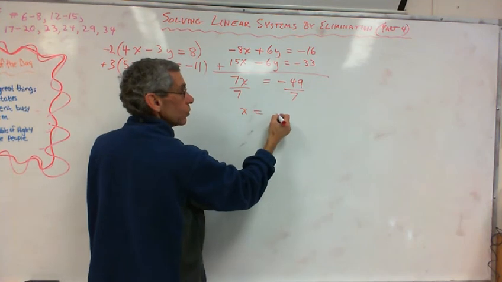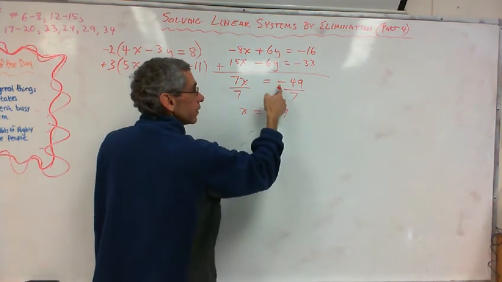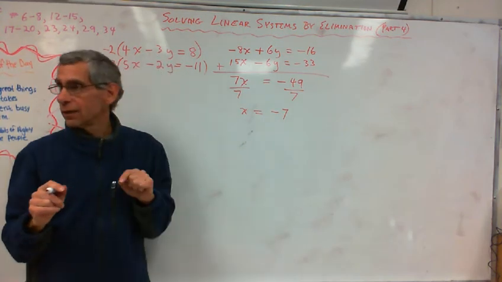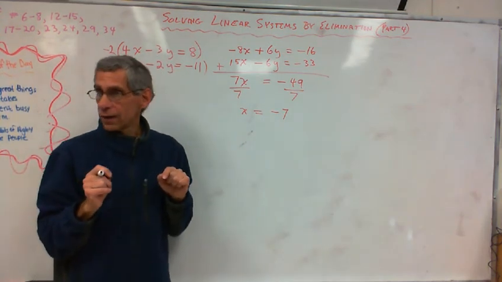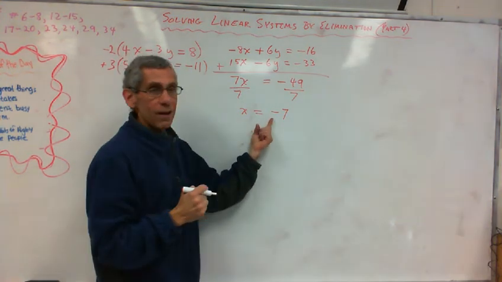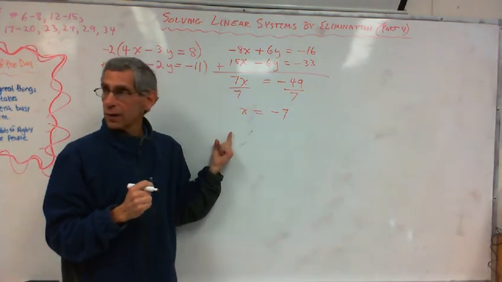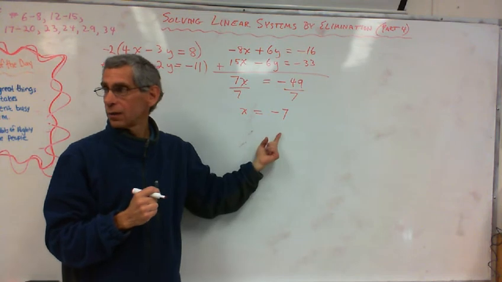X is equal to negative 7. Always slow down when you see a negative 7. Ask yourself twice, what is the answer, right? Negative 7. Because if you said 7, I guarantee everything's going to be wrong from here on out, right? You don't want to mess up here.